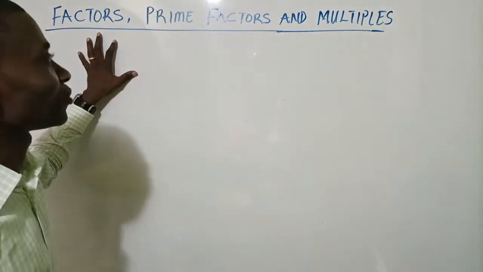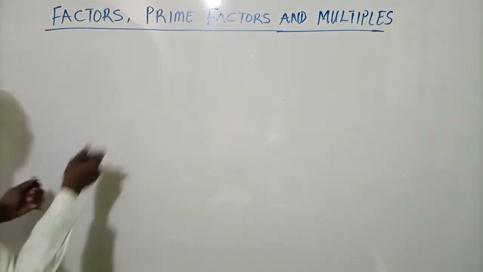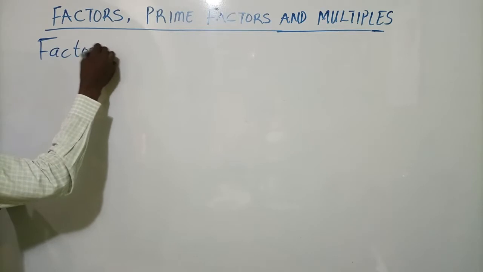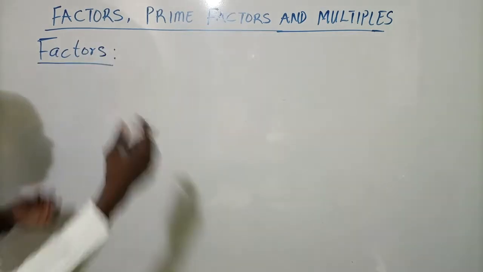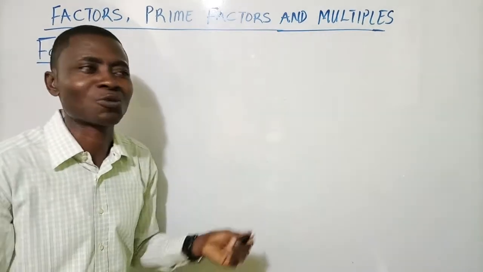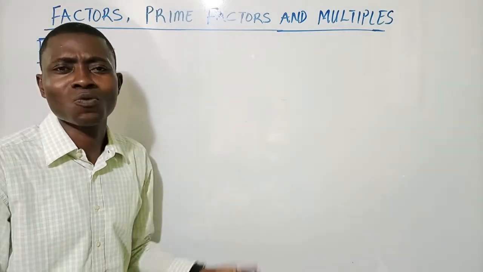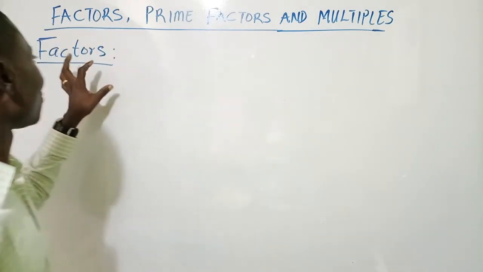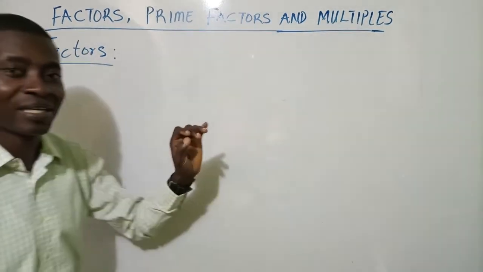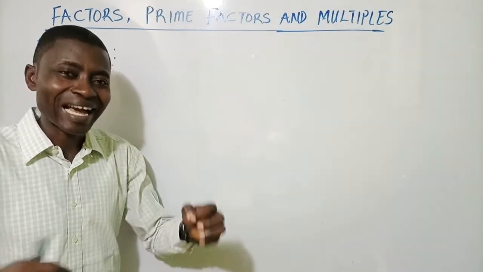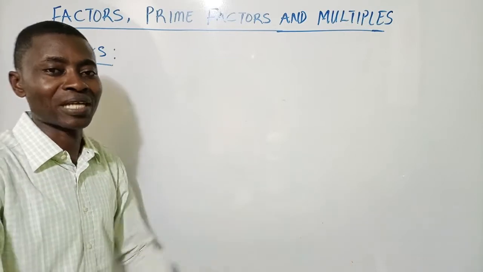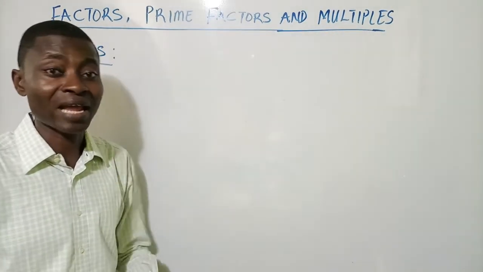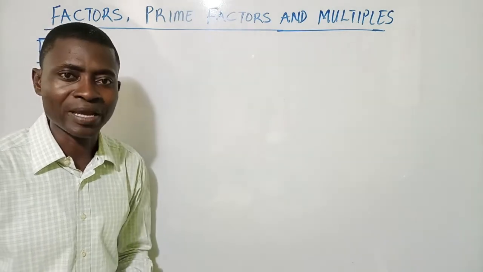We'll talk about factors. Let's take the first one, factors. You keep on hearing this word in mathematics: factor, factor, factor. What does it mean? Simply put, a factor is a number that can divide another number without a remainder.